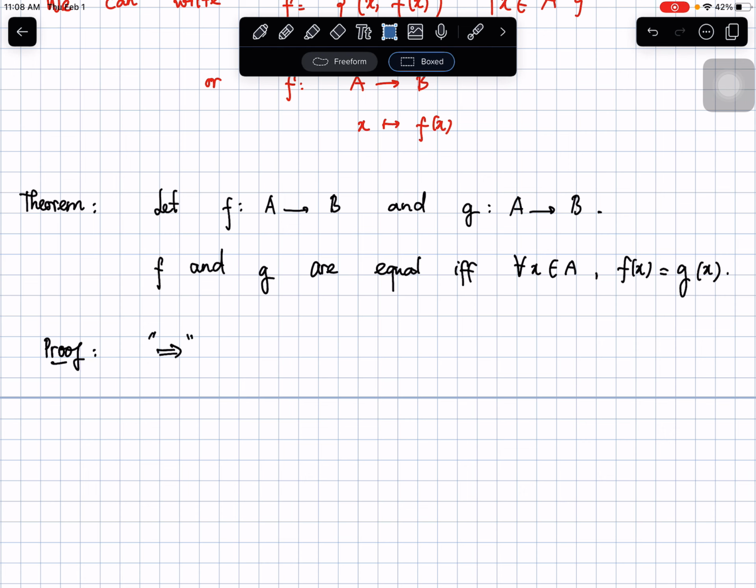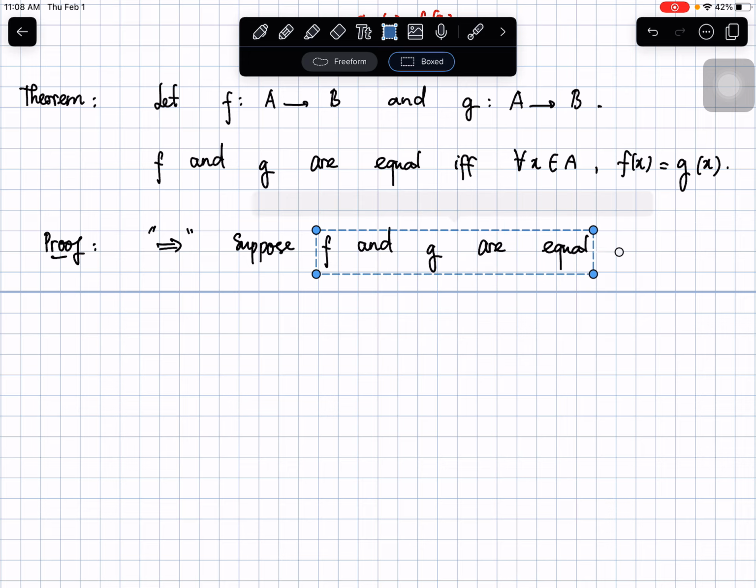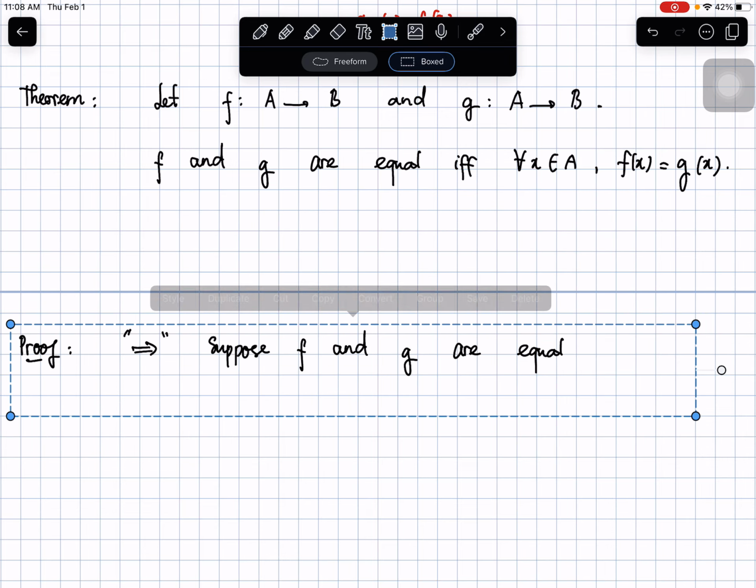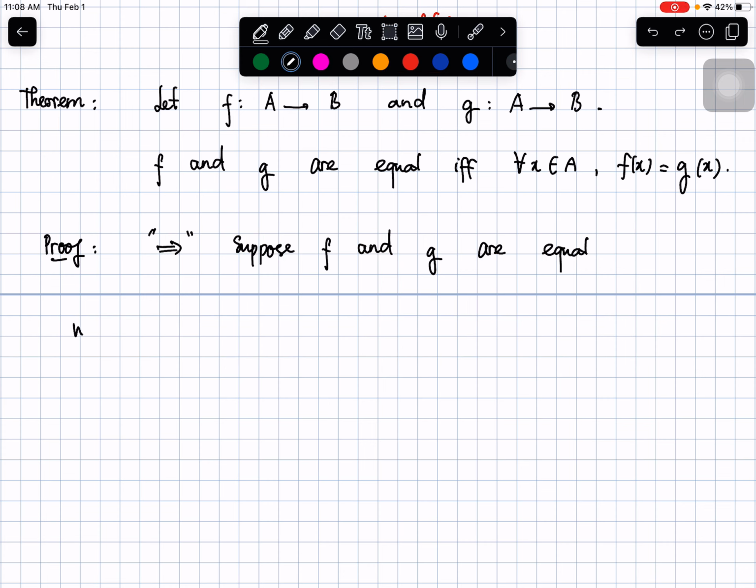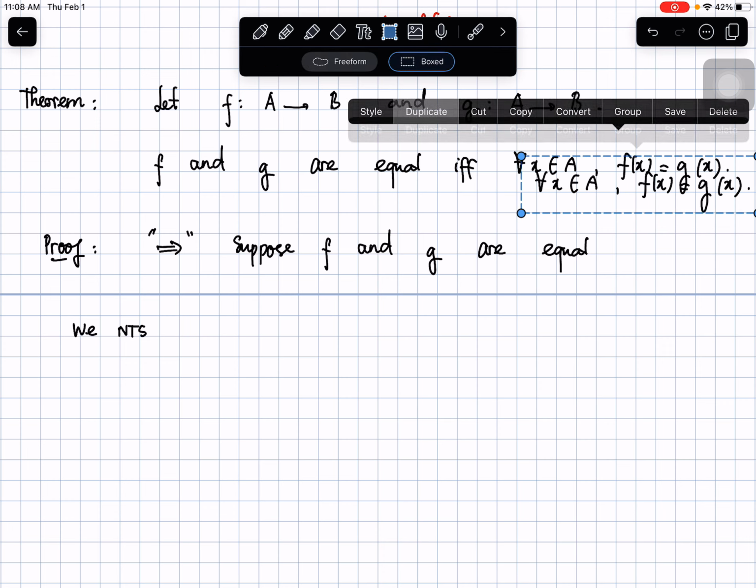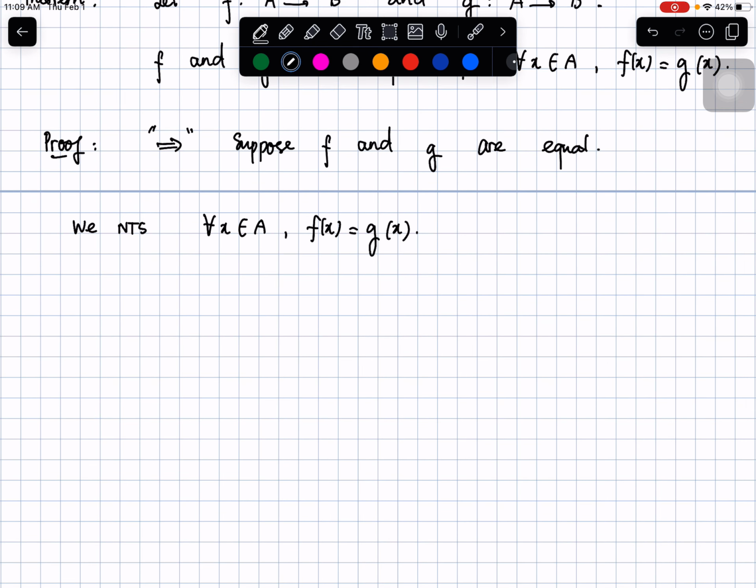So suppose f and g are equal, and we need to show that for all x, f of x equals g of x. Okay, how do we prove that? Let x be an element in A. We want to show f of x equals g of x.